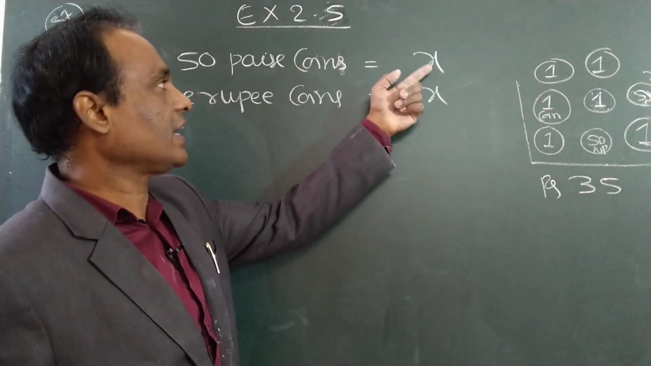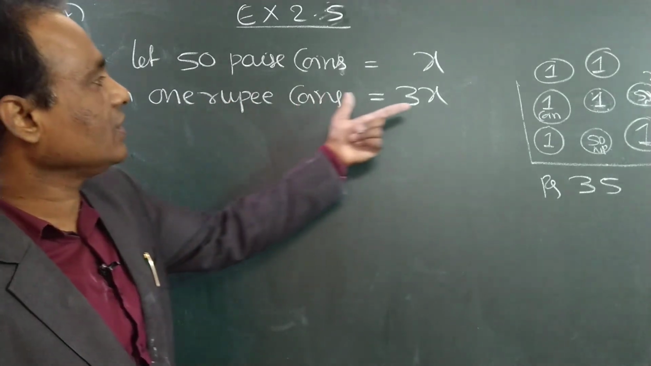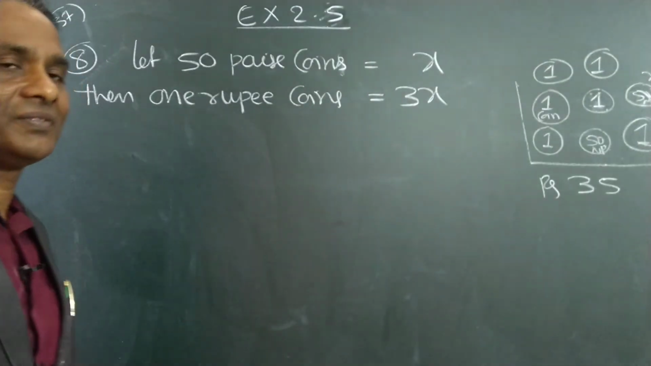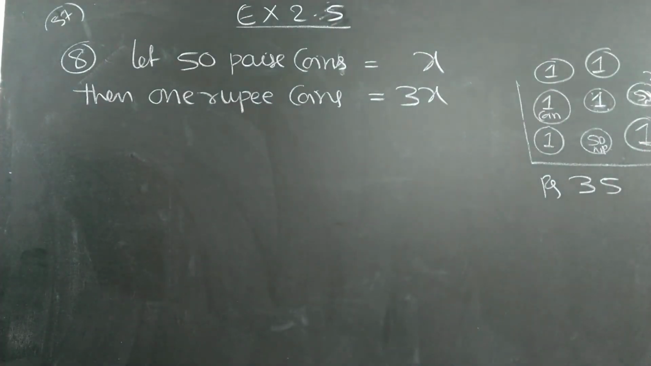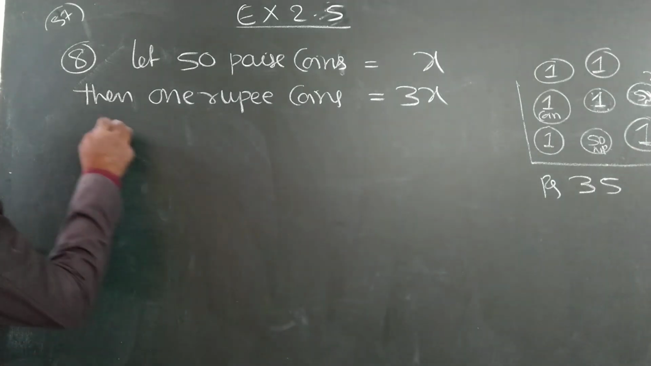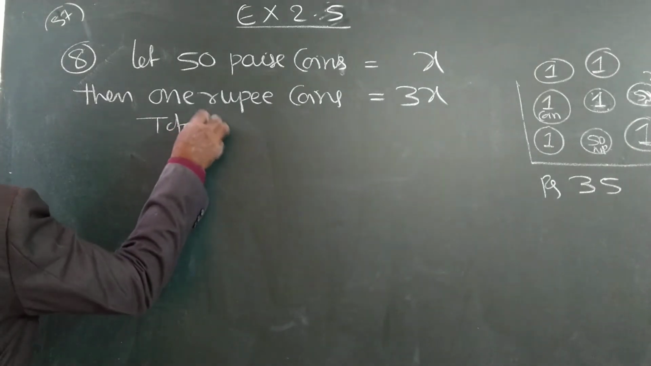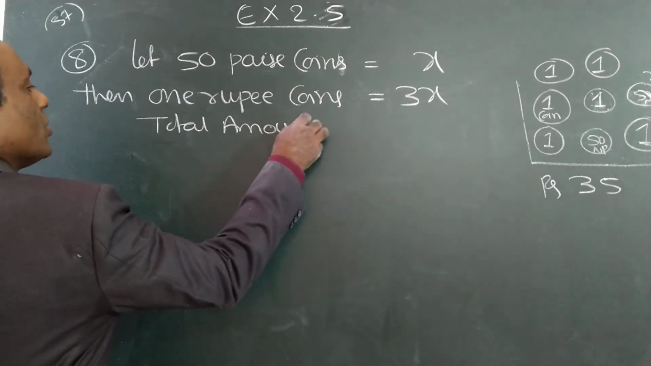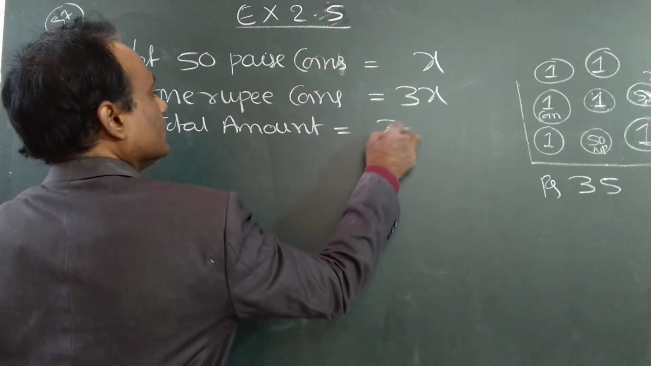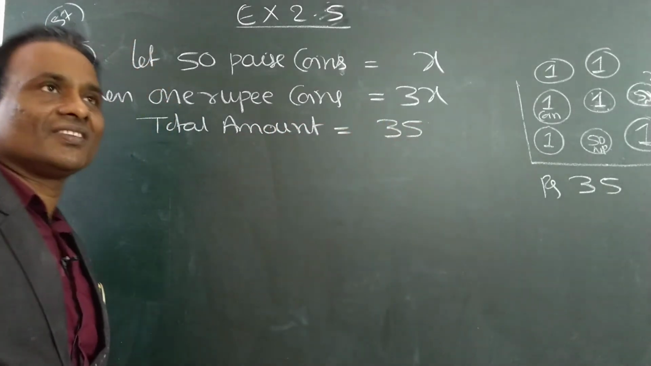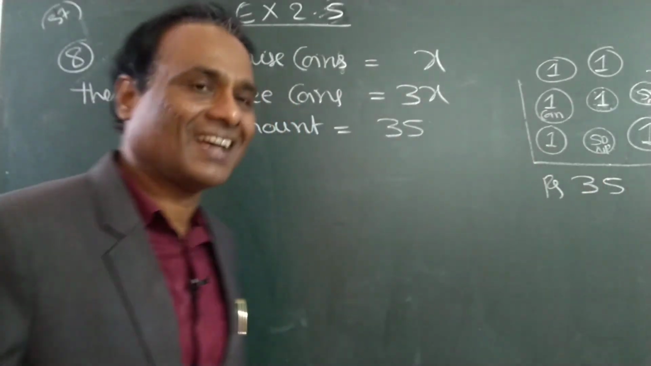50 paise coins are x, and 1 rupee coins are 3 times of it. So the total amount, see here, how much amount do we have? 35 rupees. 35 rupees is our total amount.